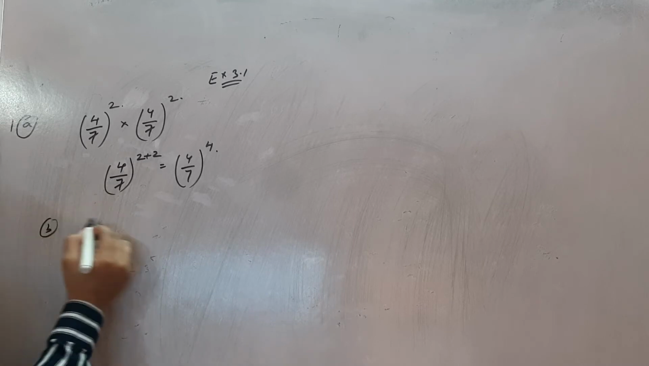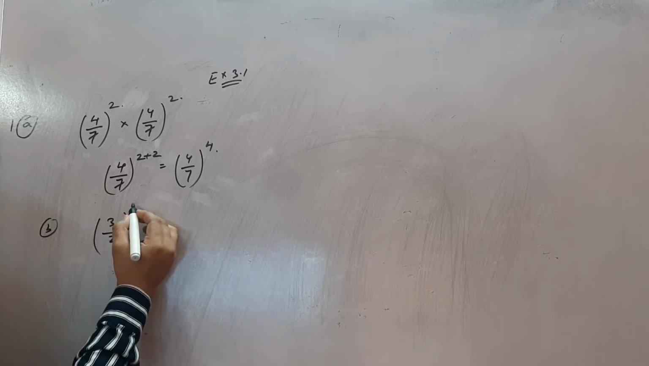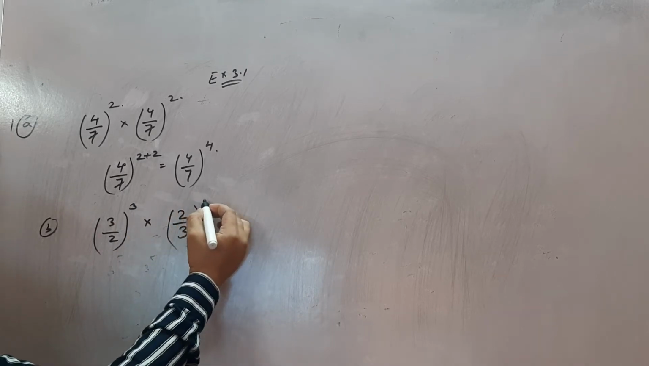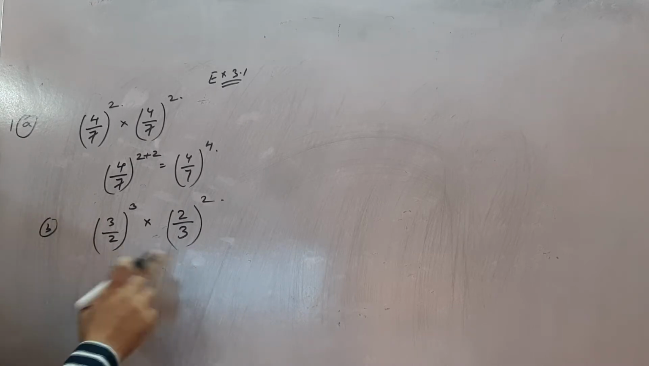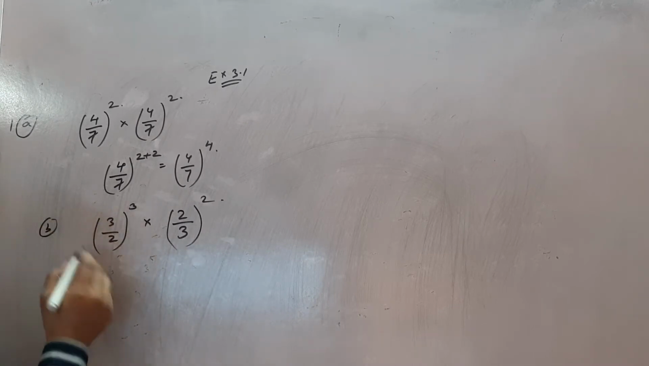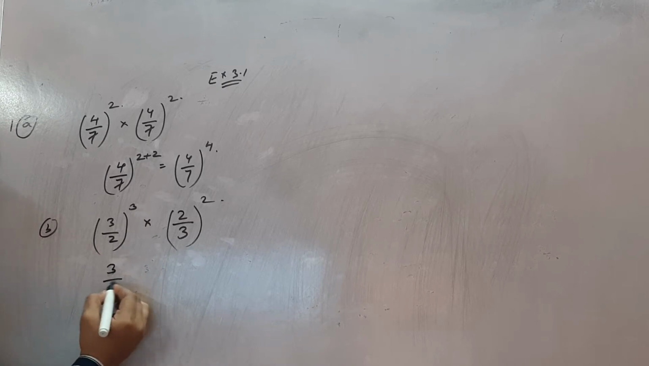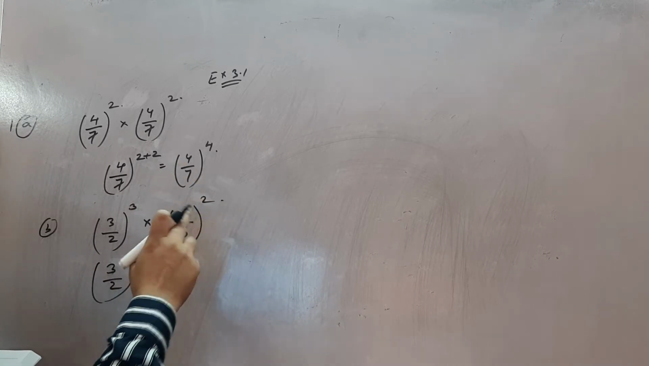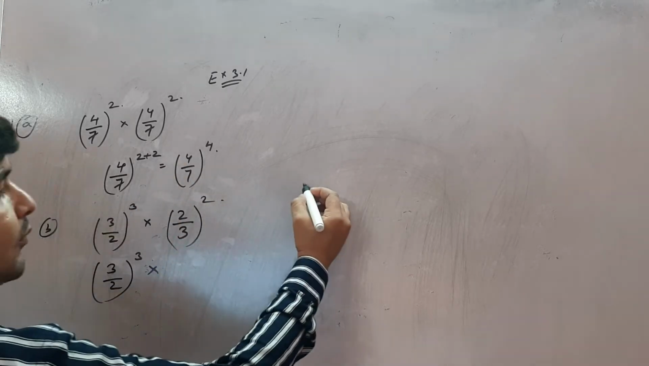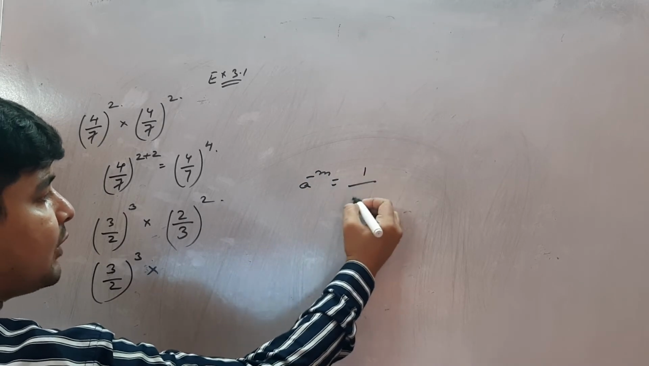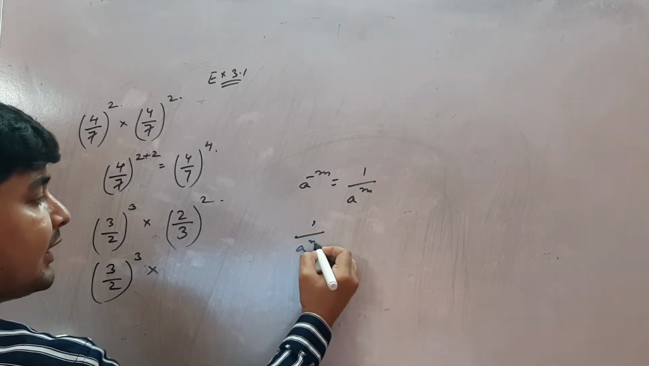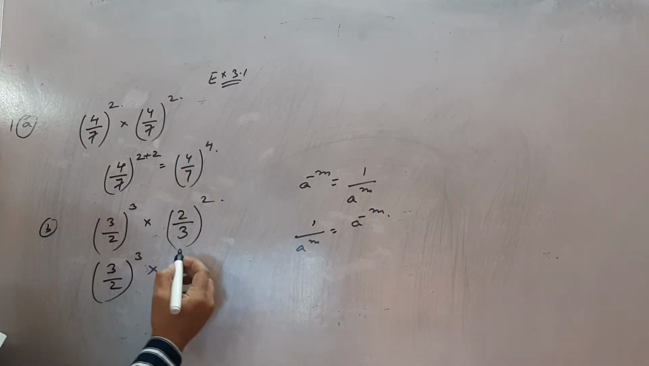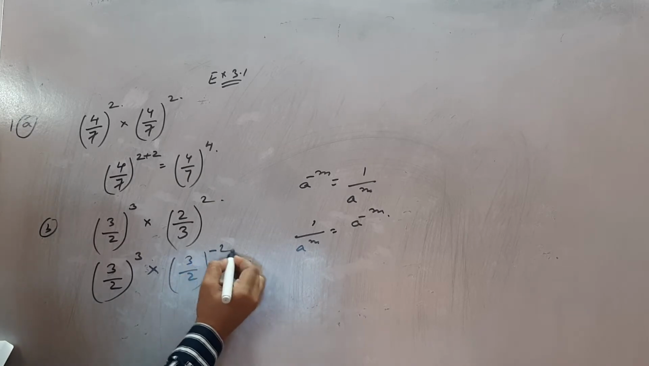Okay, this was an interesting one: 3 to the power 2 into 2 upon 3 to the power 2. You see, both bases are not the same. So that means 3 upon 2 to the power 3 into, when we reciprocate, we know that the sign gets changed. In the formula we see that when you reciprocate, a plus power becomes minus, and a minus power becomes plus. So when 2 upon 3 is reciprocated to 3 upon 2, this power becomes minus.